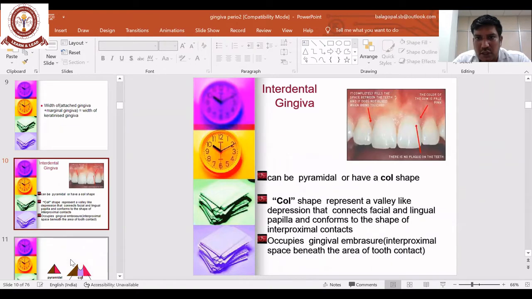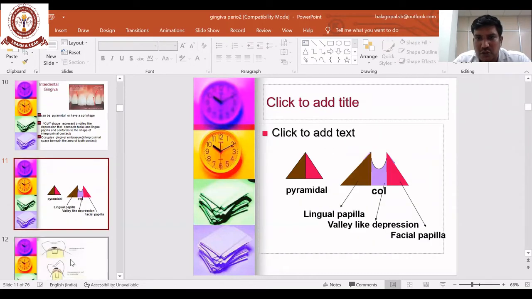Then we see about the interdental gingiva. It is a part of the gingiva. It is a part of the marginal gingiva, but it is between the two teeth. It can be pyramidal or ball shaped. Ball shape represents a valley-like depression that connects the facial and the lingual papilla and conforms to the shape of the interproximal contact. It occupies the gingival embrasure space beneath the area of the tooth contact. So this is the structure of the interdental papilla.